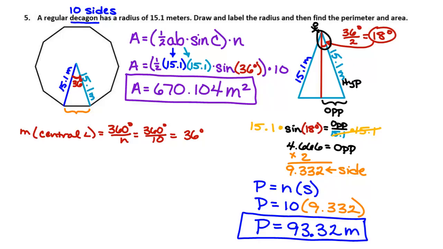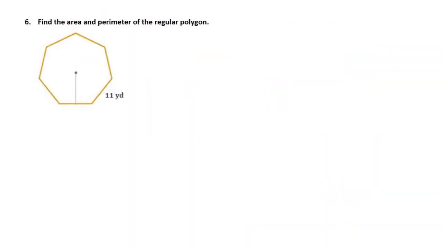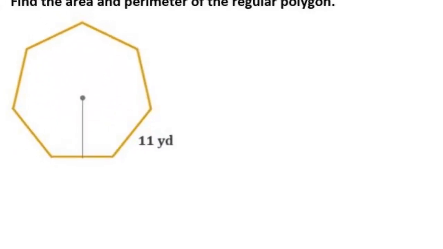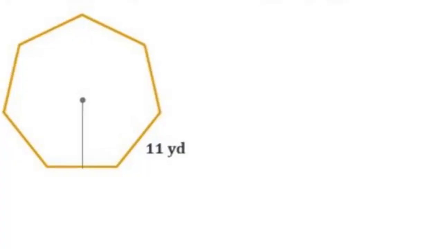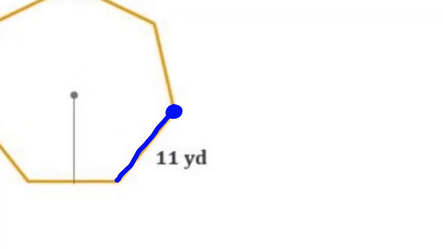All right. Let's look at one more. Number 6. Find the area and perimeter of the regular polygon. All right, so my first question looking at this is, what have they given us? They gave us an 11. Is that a radius? Is that an apothem? What is that 11? It's a side length. Well, if they gave me the side length, what would be the easiest thing for me to find first?